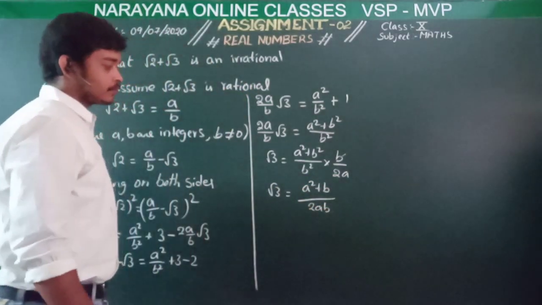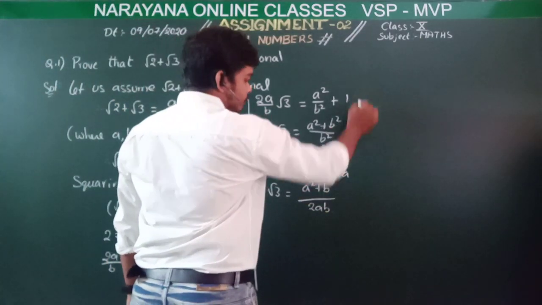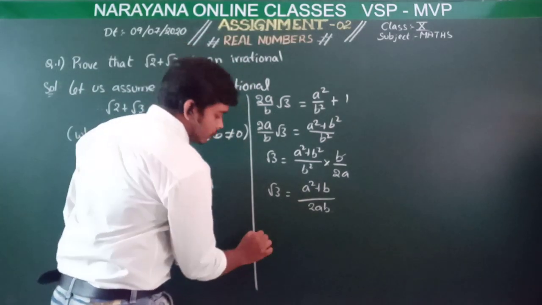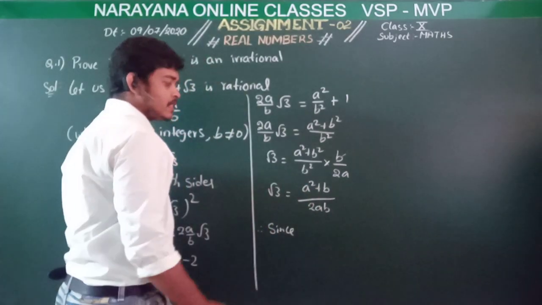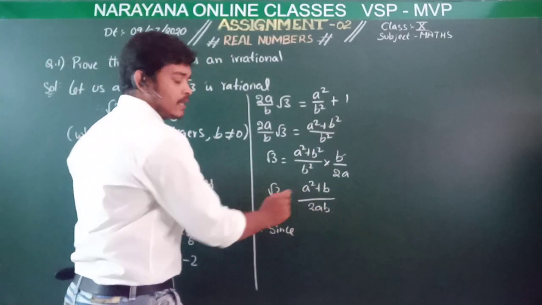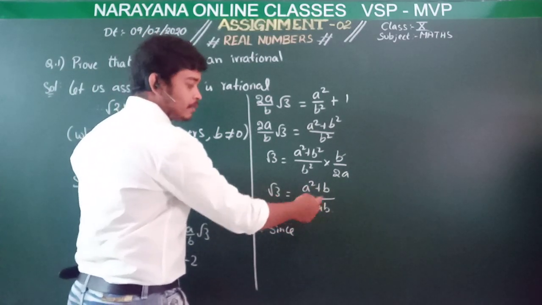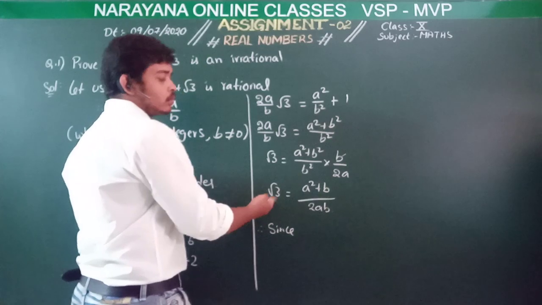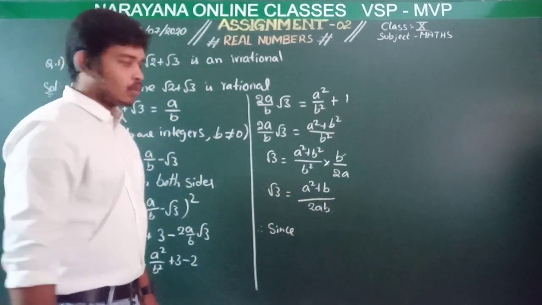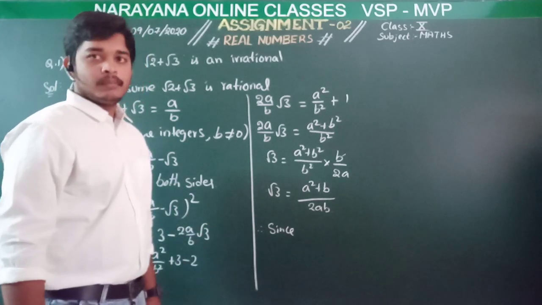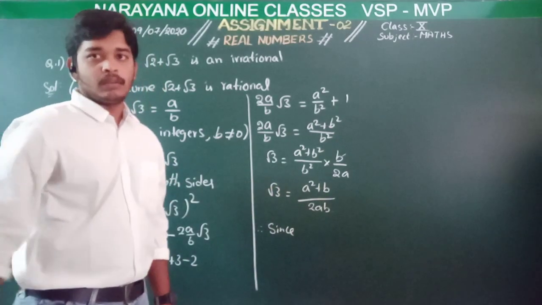See children here. We know that if a and b are integers, then the right hand side part is rational. So root 3 is rational. We know that root 3 is irrational, right? So what is this contradiction? Root 3 is irrational, so our assumption is wrong, right?